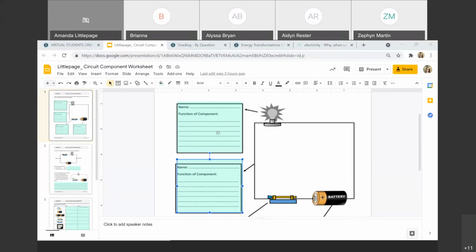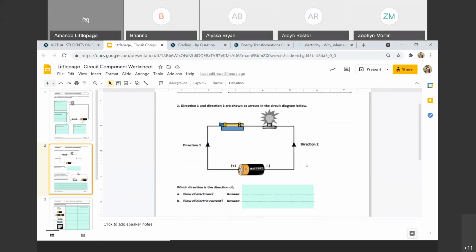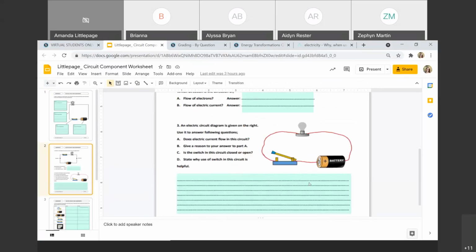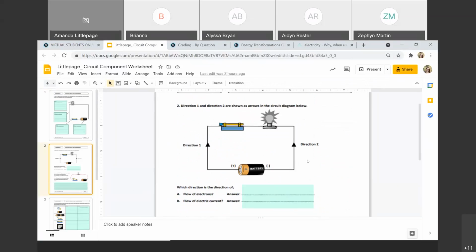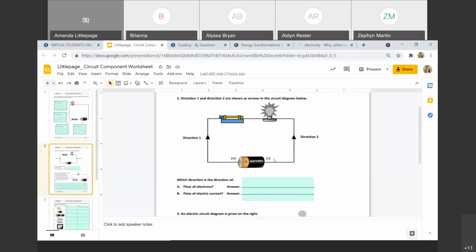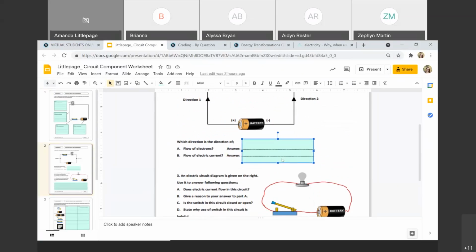So you're basically going to click on your boxes, tell me what it is, and just a basic function. Then when you move on to the second sheet, again, they're going to be asking you questions about how circuits work, for example. So you have some images of circuits here, and you're going to click on the box, and this is where you will type your answers.